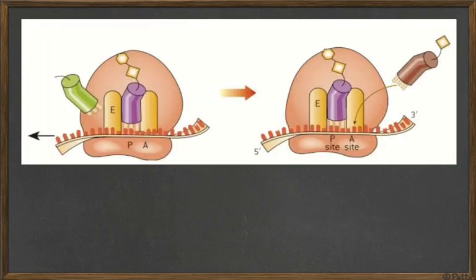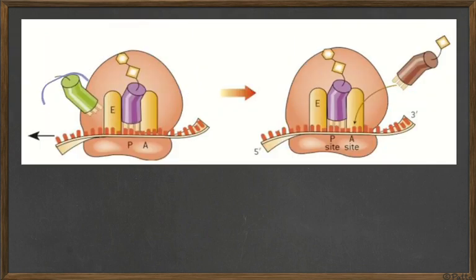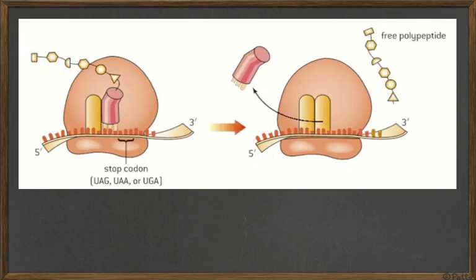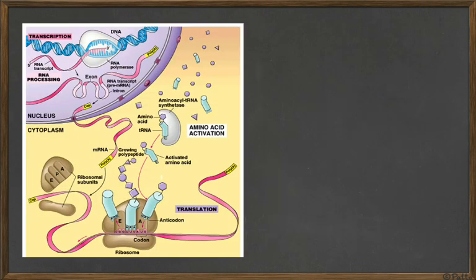After that, the green one that was here, look again, is now in the exit, and it goes away. The purple that was in the A site is now in the P site, and now we have a free space for another one to come here, go over there, and make the next peptide bond, and this will go on and on until you get to a stop codon. When you get to a stop codon, this stops, the protein is let go, the ribosomes dissociate, and the protein is done. This is the process of translation. Okay, so this is it.